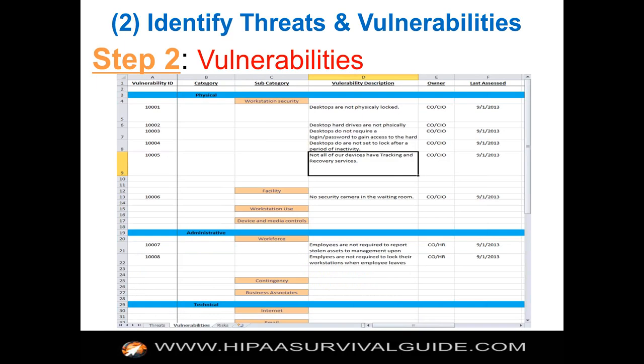Vulnerabilities are the same way, right? You ask, are we vulnerable? Well, if we don't store PHI on any local devices, then the vulnerability is really low. There's just no PHI to be stored. It's all on a centralized server. It's all on the cloud. Right, so that threat still exists, but the vulnerability is almost non-existent. So the probability would be really low.